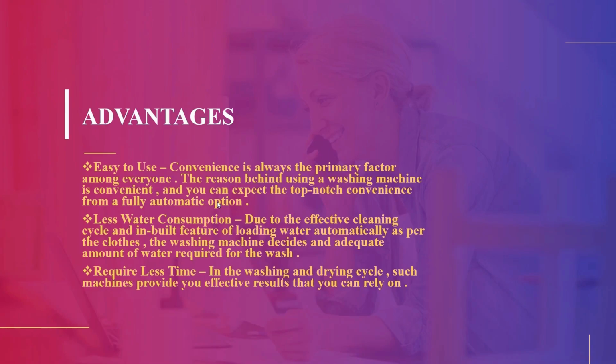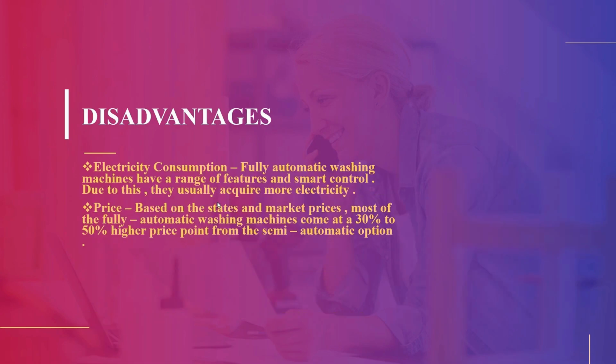Fully automatic washing machines save time, water, and effort. They adjust water levels and wash times automatically. They have a range of capacities for different needs. These are the disadvantages. However, there are some drawbacks: higher electricity consumption, and they are costlier than semi-automatic options.